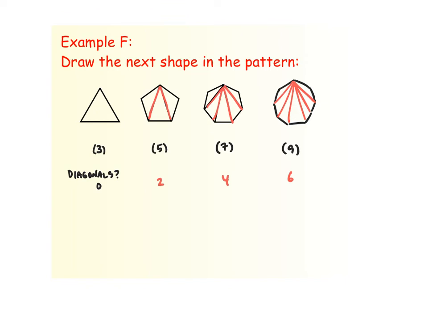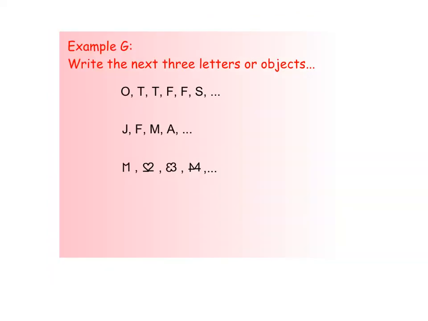Now a diagonal is a segment, and I'm choosing only diagonals from the upper vertex, from that very top vertex. Diagonals are segments that connect non-consecutive vertices. Therefore, each of these would not be diagonals because they are on the edge of the shape. So the red segments are diagonals, the blues are side lengths. Okay, so there you go. I've got the next shape in that pattern. Let's look at the next slide.